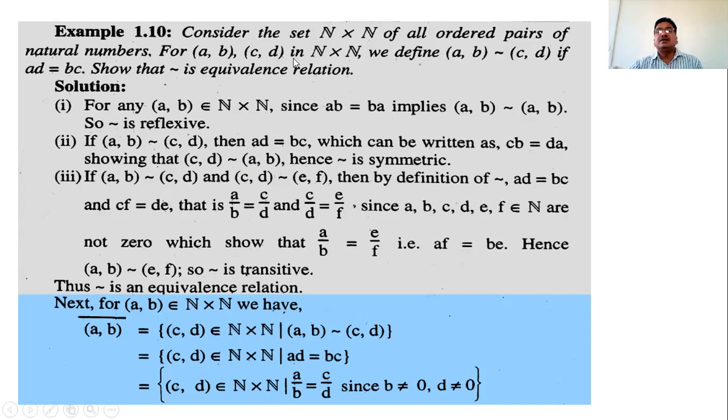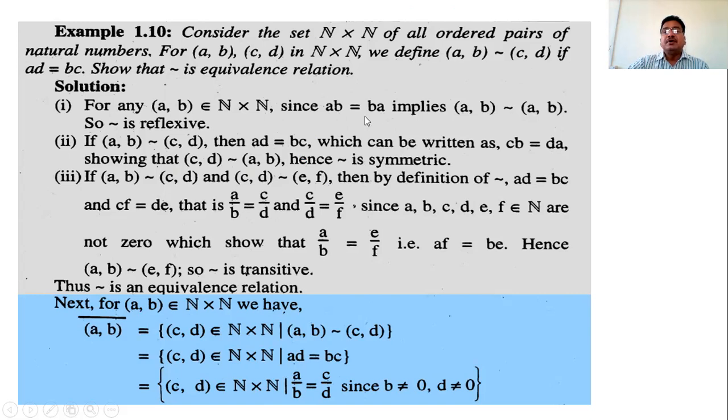We are given a set, N cross N, and the relation is denoted by the wiggle symbol, and we have to show this relation is an equivalence relation. The first condition is reflexive. Take any element from N cross N. Suppose (A, B) belongs to N cross N. Then is (A, B) related to (A, B) itself? A into B is equal to B into A, and we know that A into B and B into A are both the same, because these are natural numbers and multiplication of natural numbers is commutative. What is the commutative law? AB is equal to BA.